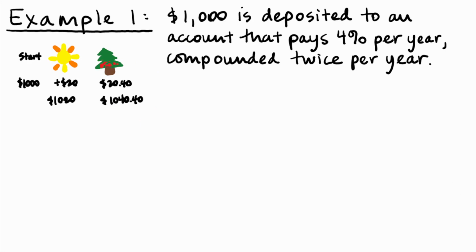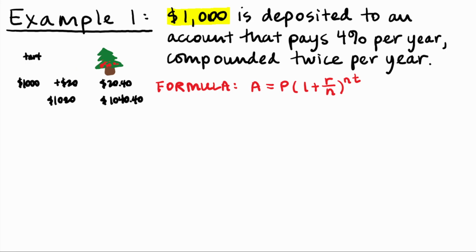Now, to try to reconcile that with the formula, what we've got, that'll always be given to you, is A equals P times (1 plus R over N) to the NT power. And we're going to need to identify our parameters. Okay, the starting amount, that's the $1,000. The interest rate is 4% per year, so R equals 4%. And remember that 4% is 4 divided by 100, so that's 0.04. And that's compounded twice per year, so that means N equals 2. Because remember, N is the number of compounding periods per year.